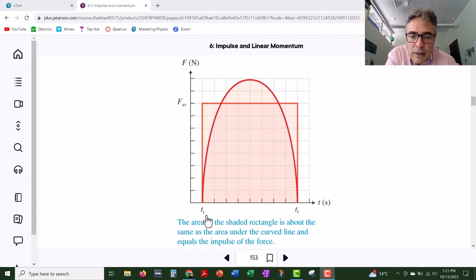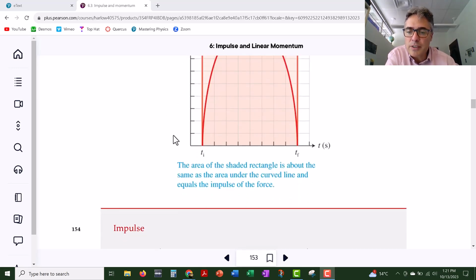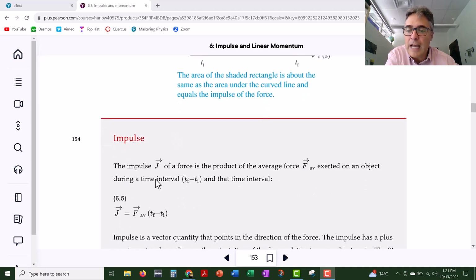They say here that the area of the shaded rectangle, where the top of this rectangle is the average force, is about the same as the area under the curved line, and that equals the impulse. So rather than try to find the area of a curved line, we just say the impulse is equal to the average force multiplied times the change in time.